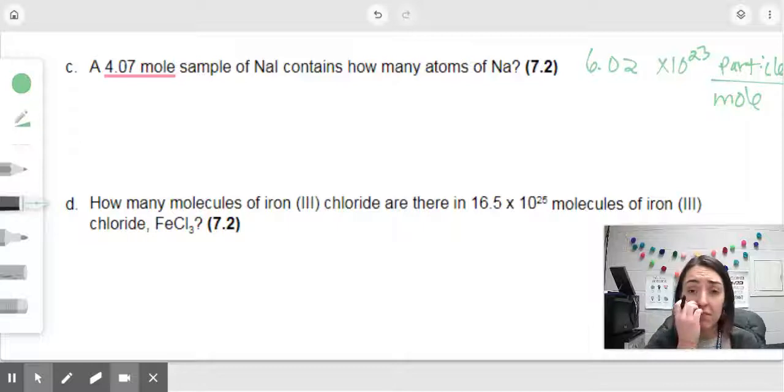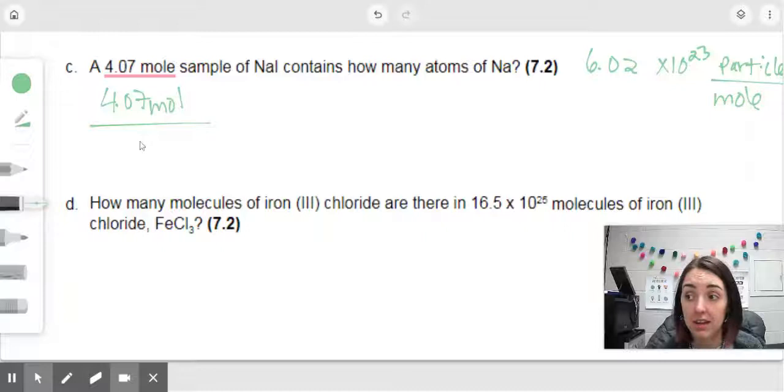So let's practice converting between particles and moles. So we're going to start here with a 4.07 mole sample of sodium iodide. And it's asking how many atoms of sodium does it contain. So first I'm going to need to find how many compounds, because I have this many moles of sodium iodide, so I need to figure out how many sodium iodide. So I have those particles.